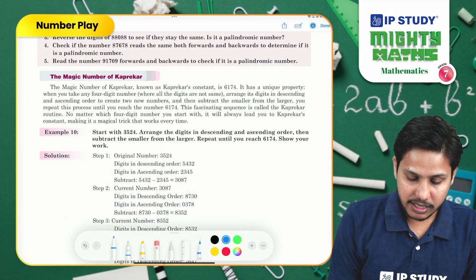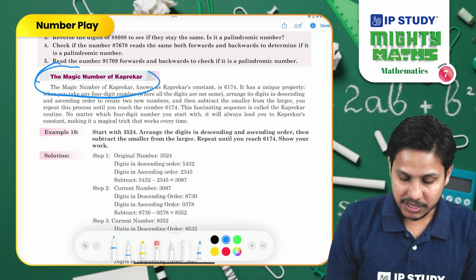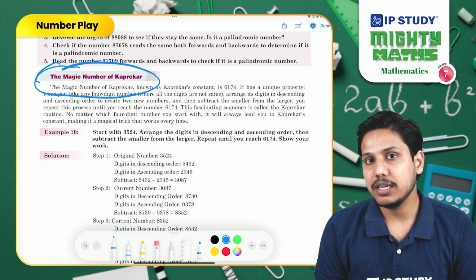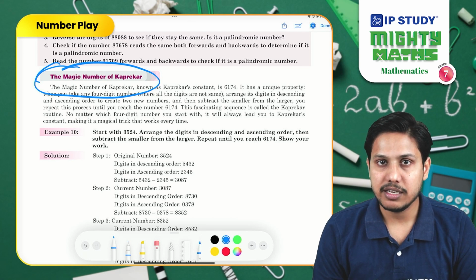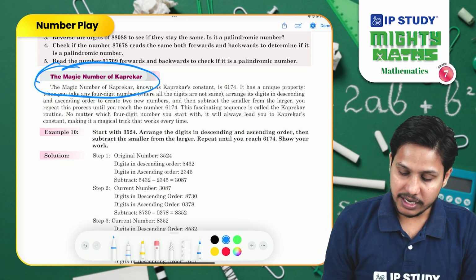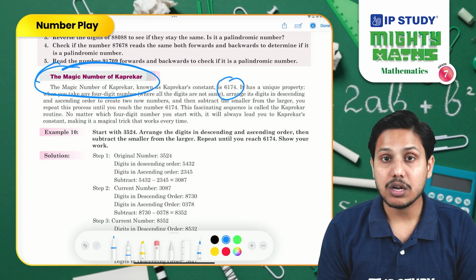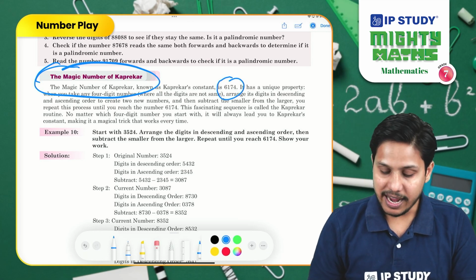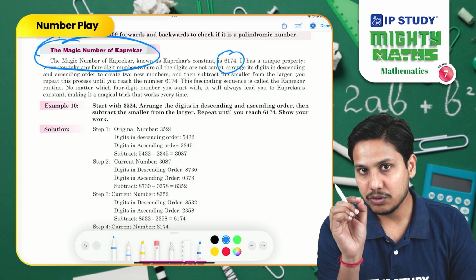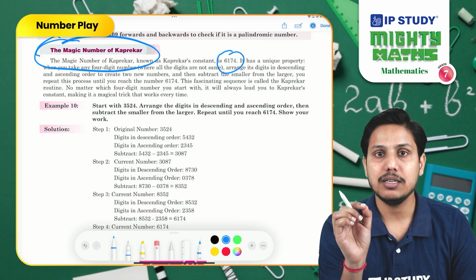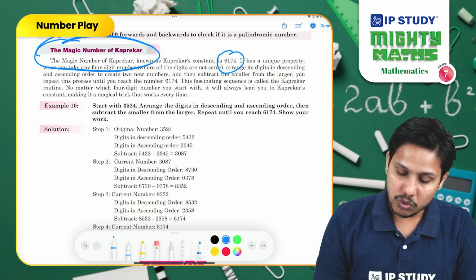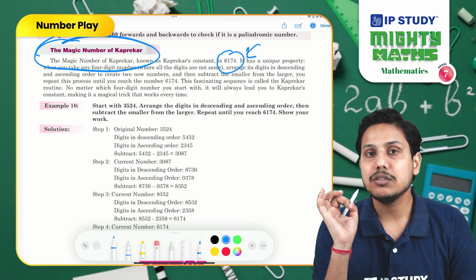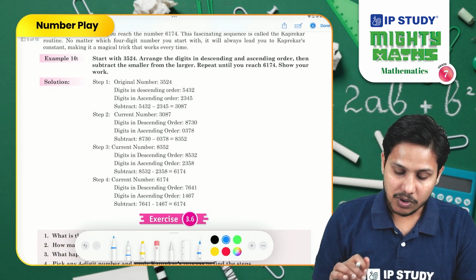The next topic is the magic number of Kaprekar. He is a mathematician from Maharashtra, and there is information regarding him in the book also. He found the number 6174 and gave a rule that every number which goes through the Kaprekar process will result in this constant only, and this constant is called Kaprekar's constant. Now, what is the rule?